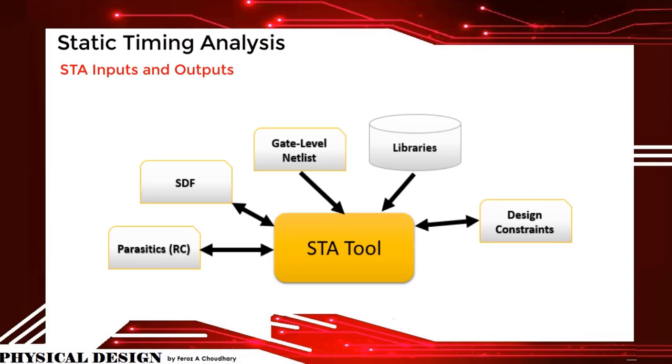STA inputs are the gate level netlist generated from the synthesis or PNR tool. Libraries, which are .lib or .db files, include timing, power, crosstalk, and other information related to cells. Design constraints include clock frequency, boundary constraints, as well as exceptions to the constraints. This can be input as well as written to the tool. SDF, standard delay format, captures the timing information. Parasitics are net R and C values which are extracted from the PNR tool or any extraction tool like StarRC.